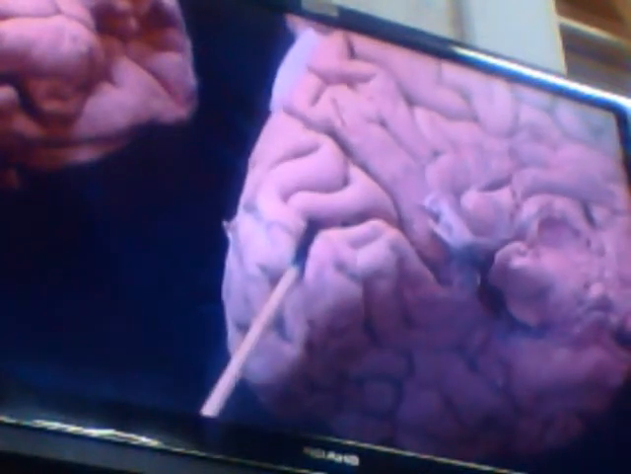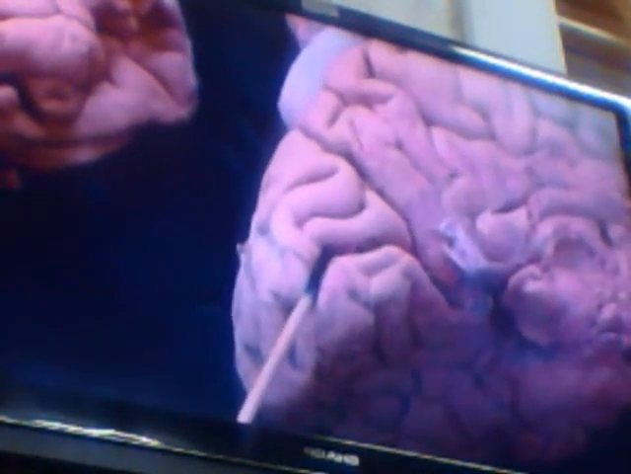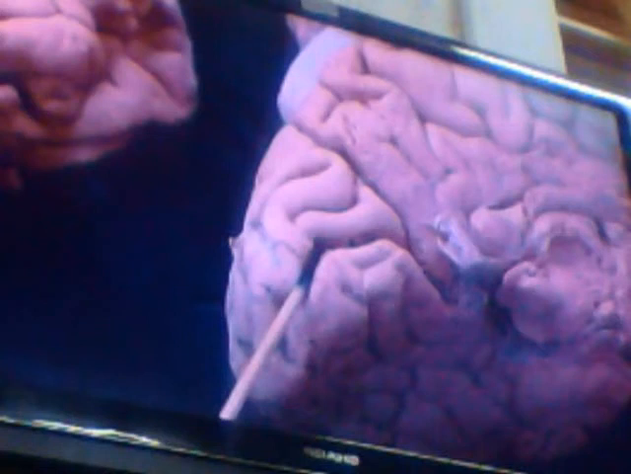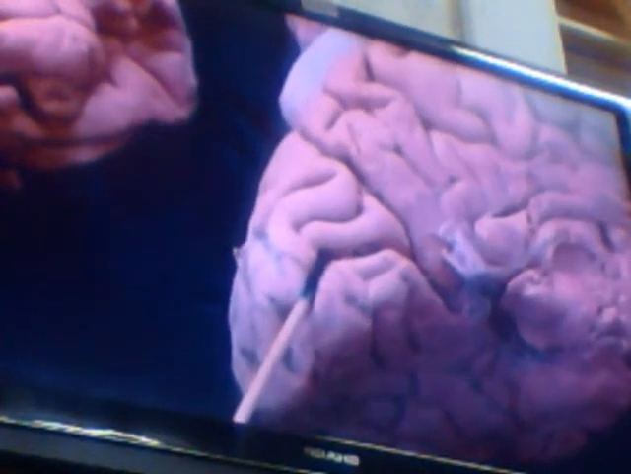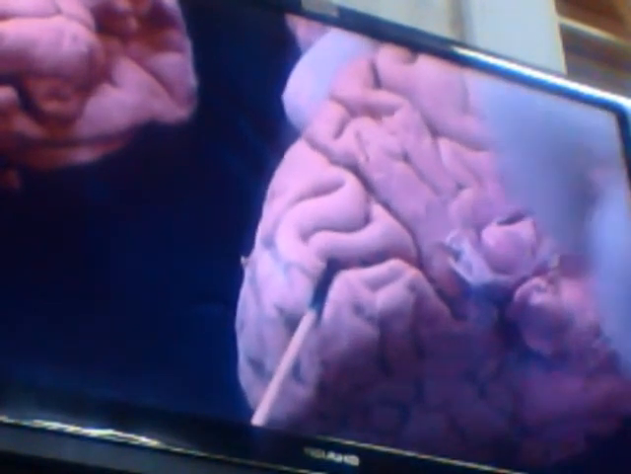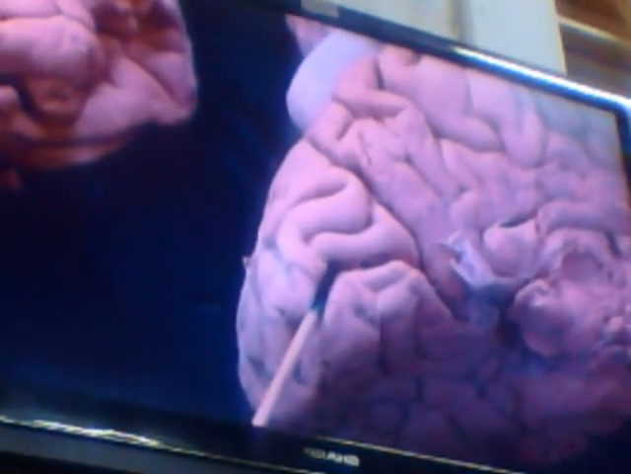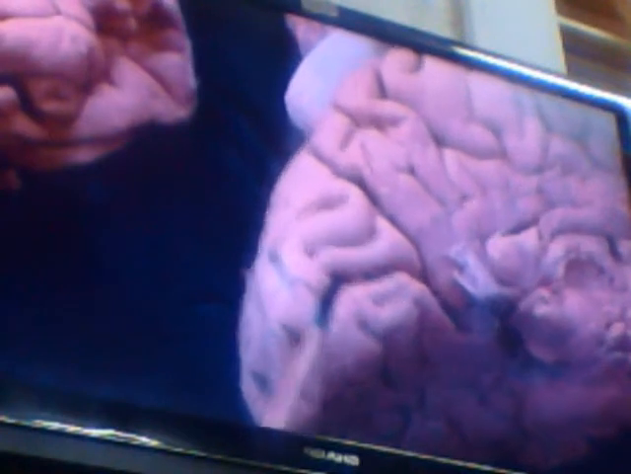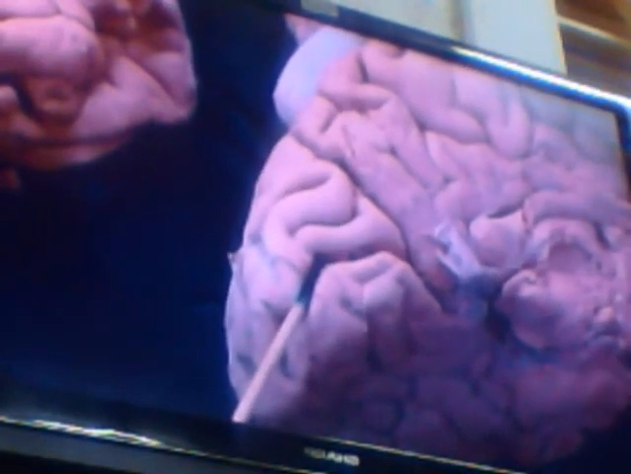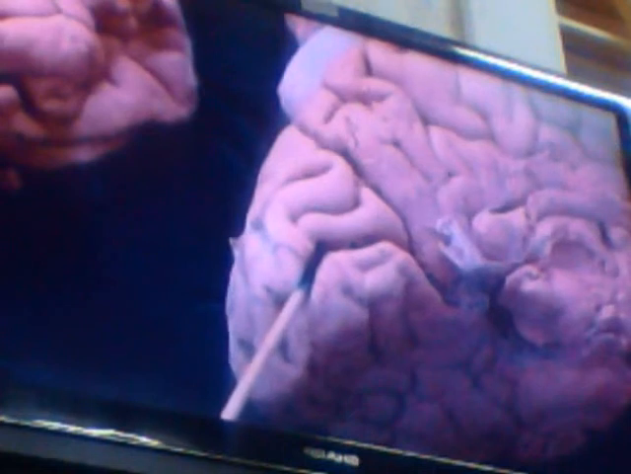Now, you remember that this area behind there has to do with vision. So we have area 17, area 18 and area 19. Probably at a later time we can come back again to remind you about these things.